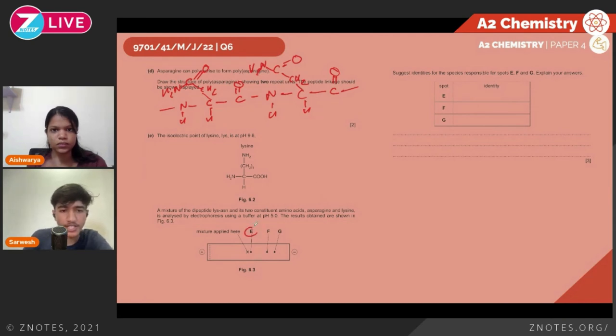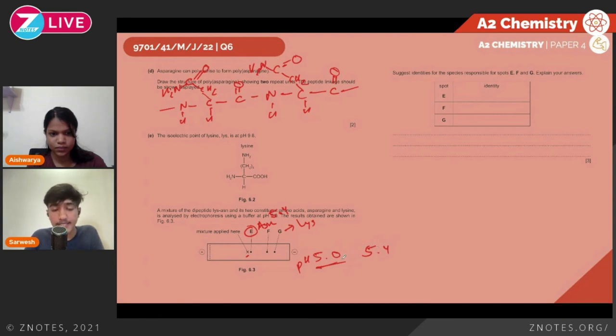So E, which is over here, this would be asparagine. Why would this be asparagine? Asparagine has an isoelectric point of 5.4, okay. And this would be lysine. So the mixture was over here, halfway through. Our condition over here is a pH of 5.0. And 5.4, which is the isoelectric point of asparagine, is above 5.0. So asparagine bears a positive charge, because it's in an acidic medium considering its isoelectric point. Because asparagine bears a positive charge, it travels towards the negative electrode.